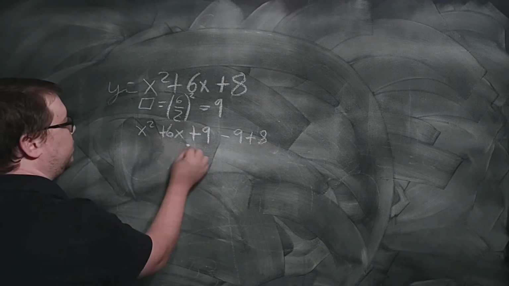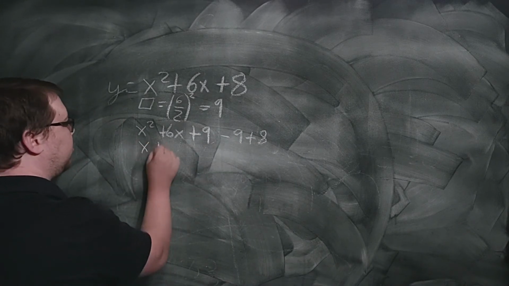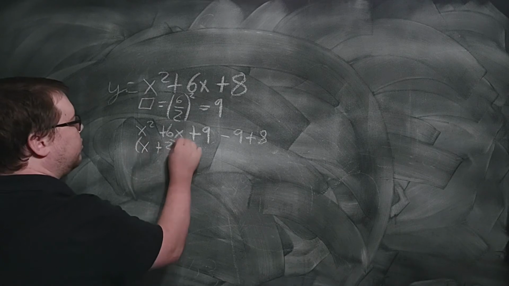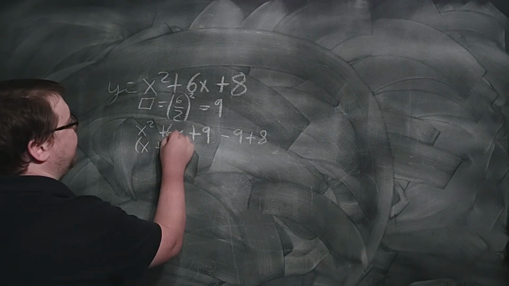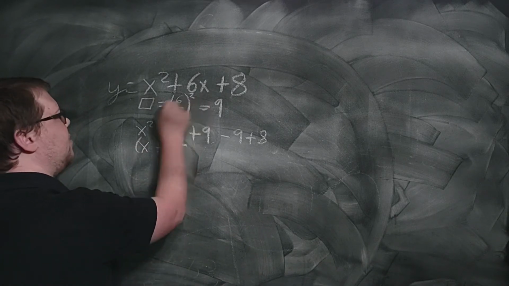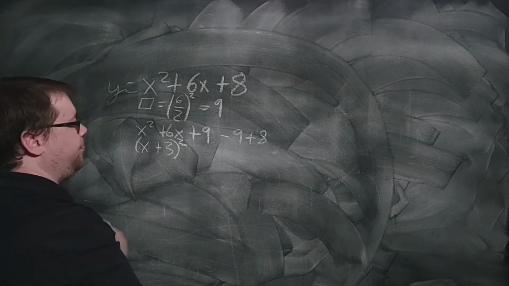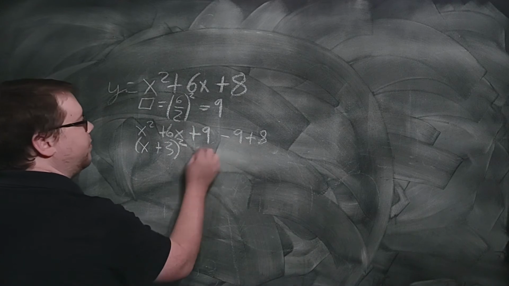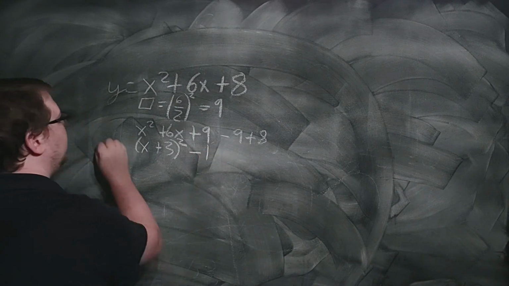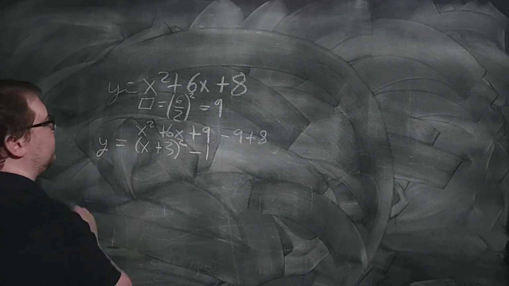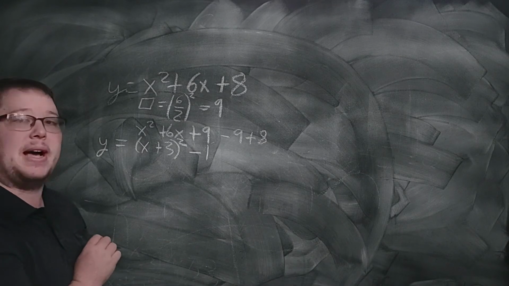So this is x plus 3 squared. I know because it's half of 6, that same number before I squared it for the magic number. And then I have minus 1. So y equals x plus 3 squared minus 1.